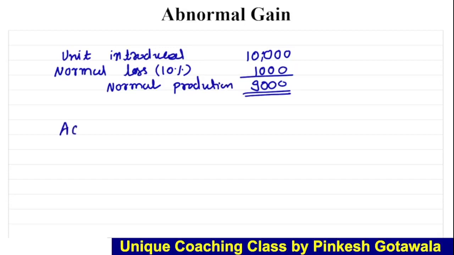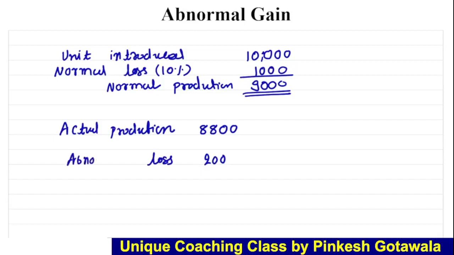But when the process is over and when we check the actual production, suppose the actual production is 8,800. It means as per our calculation, normal production should be 9,000. We must normally get 9,000 units, but actually we get 8,800. So here we get 200 less units. We get 200 less. So it is our loss and it's called abnormal loss as we saw earlier.